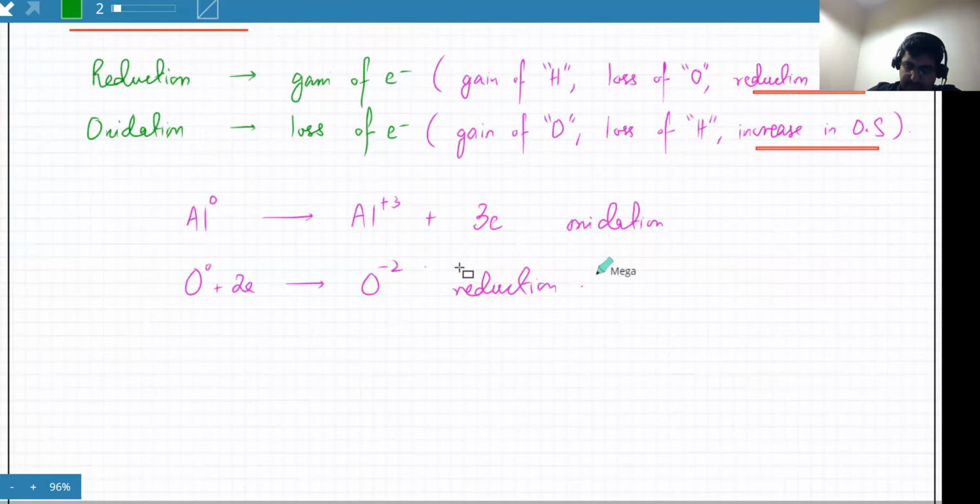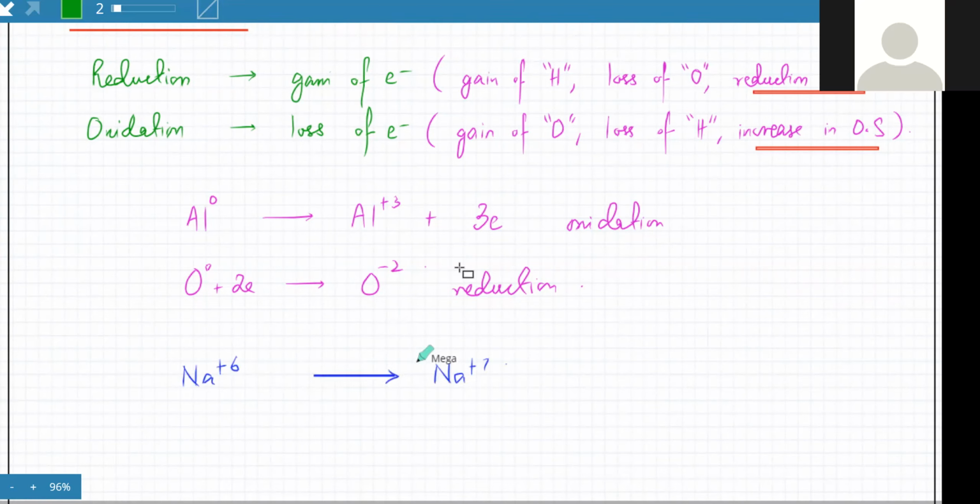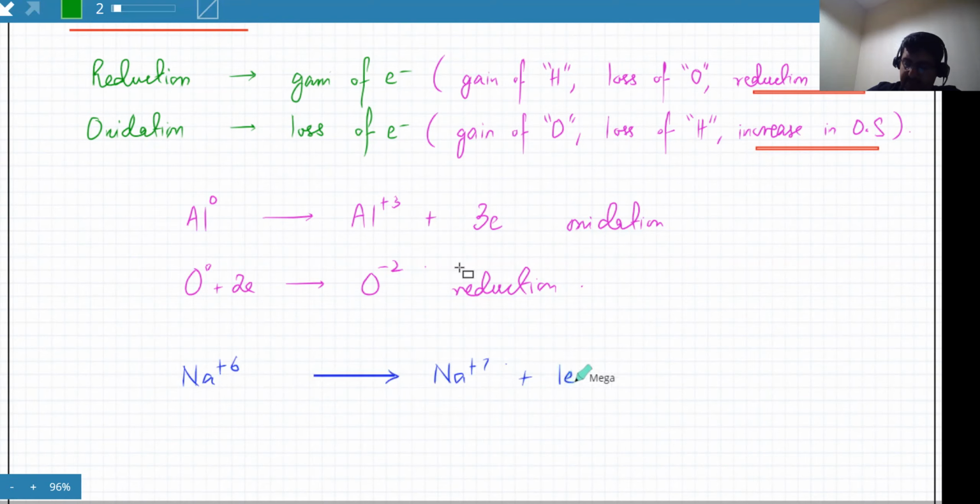So I'm just going to give you, can anyone tell me what's happening here? Like if there's Na plus 6 and it turned into Na plus 7. So what took place? Oxidation or reduction? Oxidation. Okay, so that means it lost 1 electron, right? Charge increasing is oxidation.